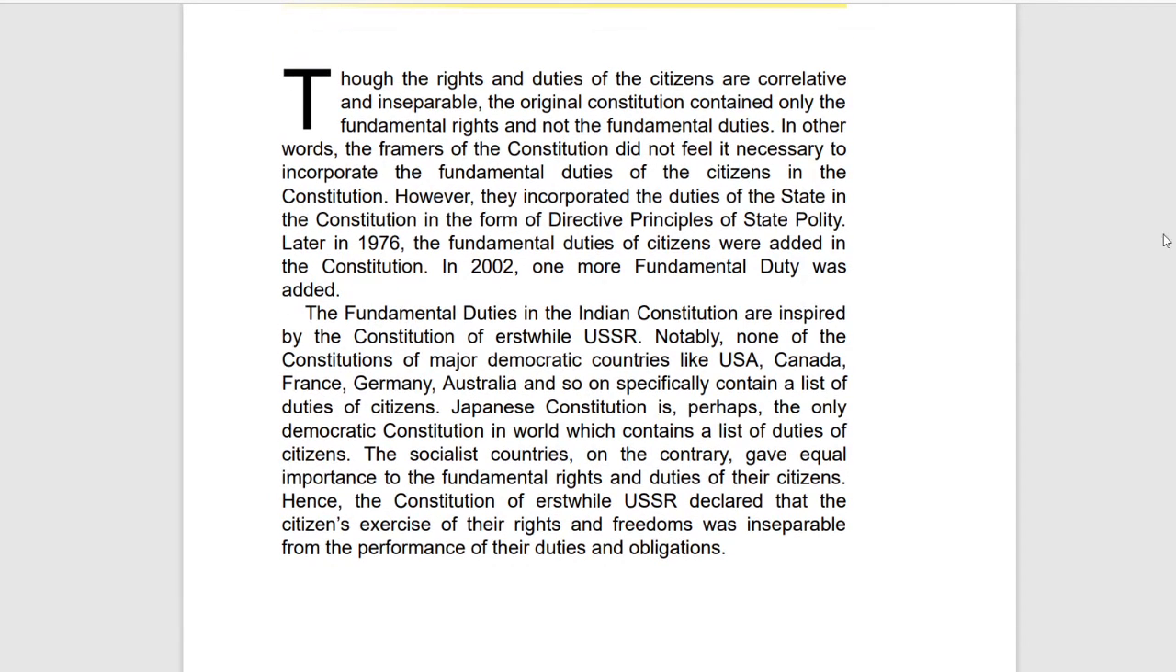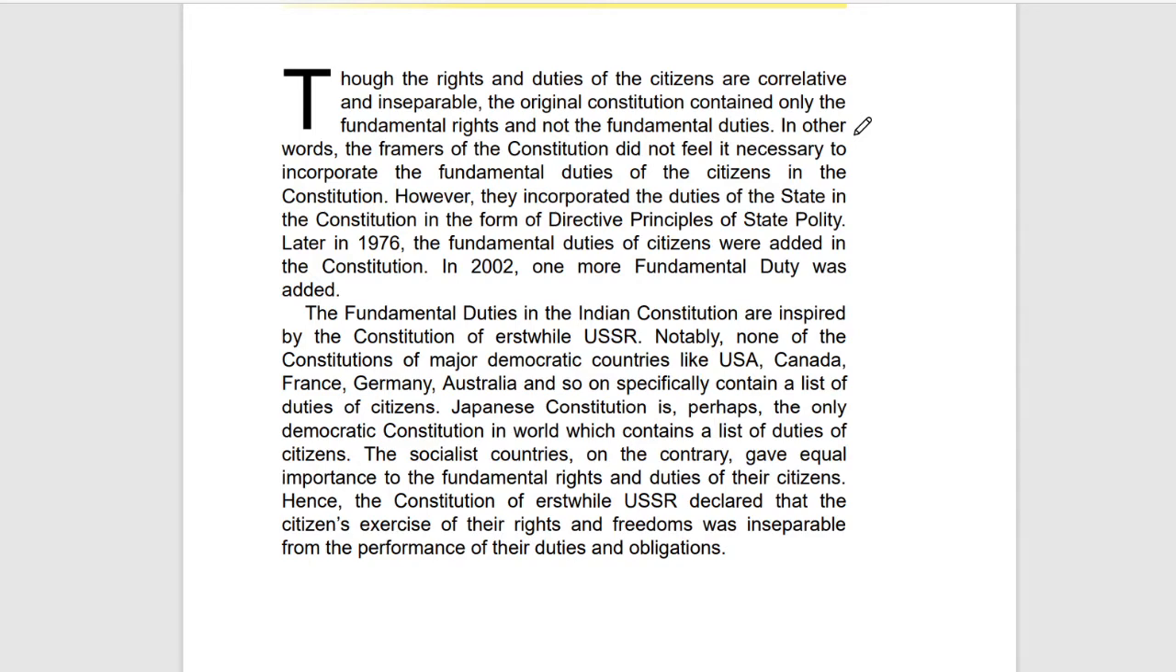Okay, so the paragraph is: Though the rights and duties of citizens are correlative and inseparable, the original constitution contained only the fundamental rights and not the fundamental duties. In other words, framers of the constitution did not feel it necessary to incorporate the fundamental duties of citizens in the constitution. However, they incorporated the duties of the state in the constitution in the form of directive principles of state policy. Later, in 1976, the fundamental duties of citizens were added in the Constitution. In 2002, one more fundamental duty was added.